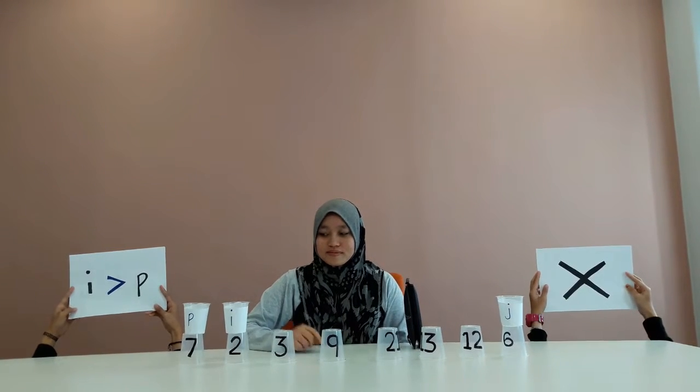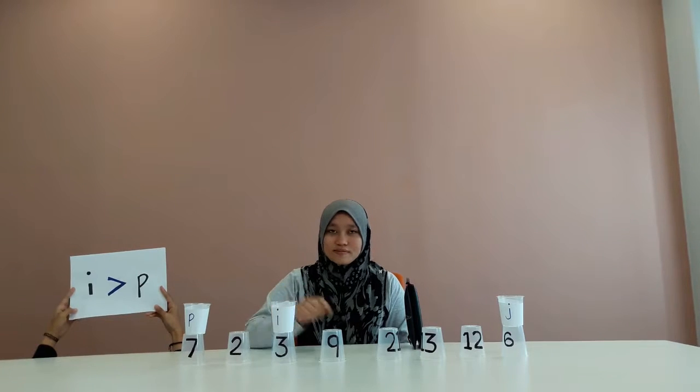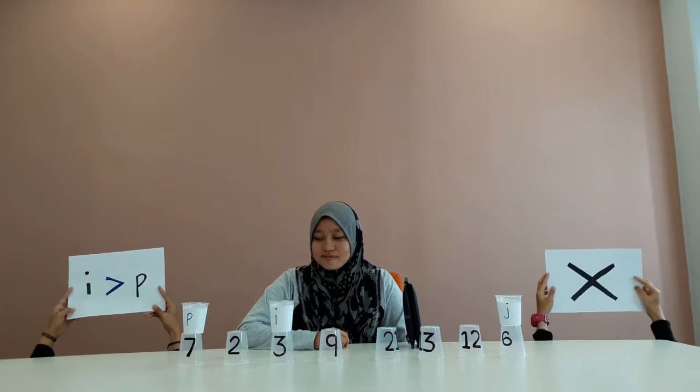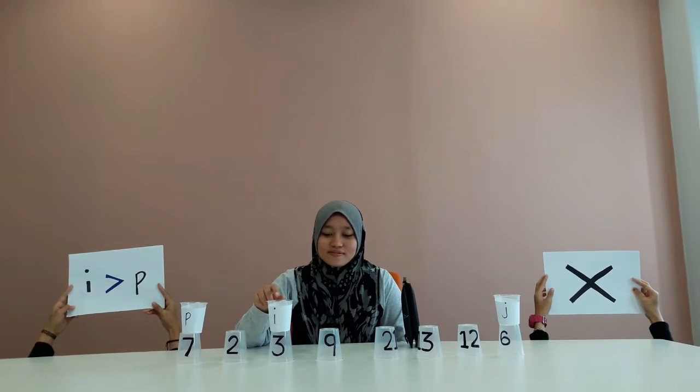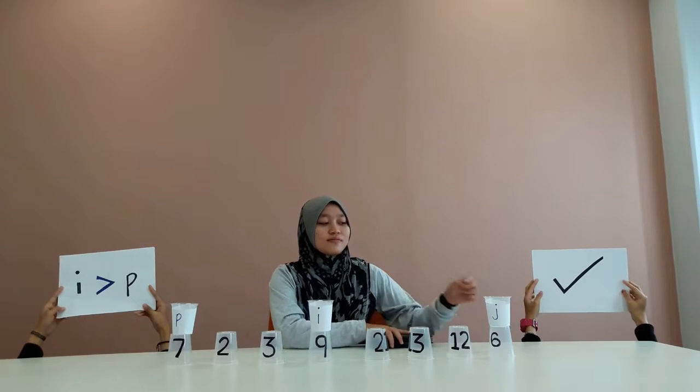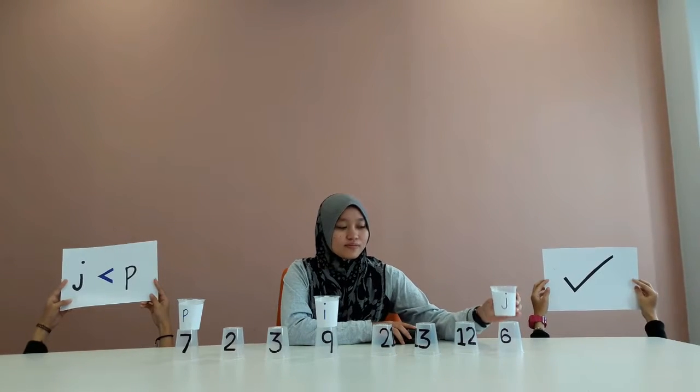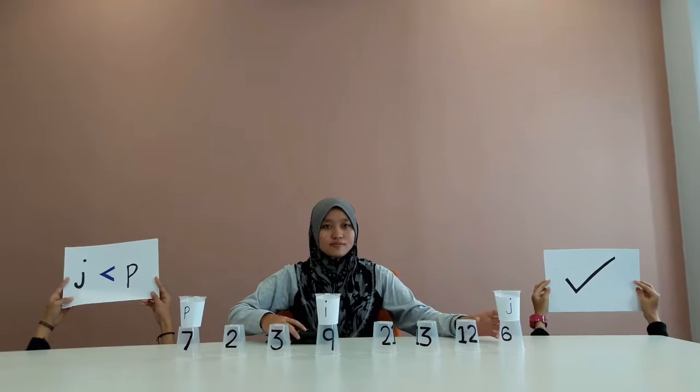So 2 is not bigger than p, so we move to the right. 3 is not bigger than p, so we move again. Now 9 is bigger than p, so that is i. As for j, we want to find elements smaller than p. Now 6 is smaller than p, so that is our j. So now we swap i with j.